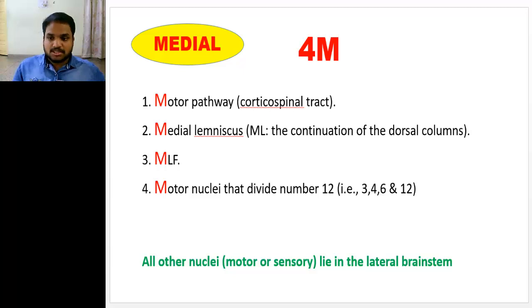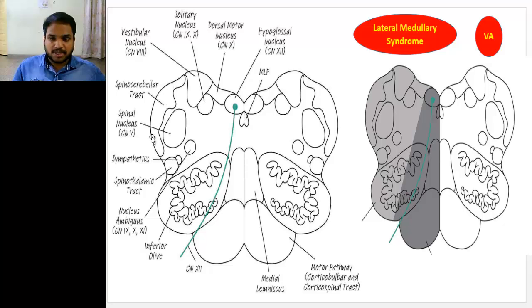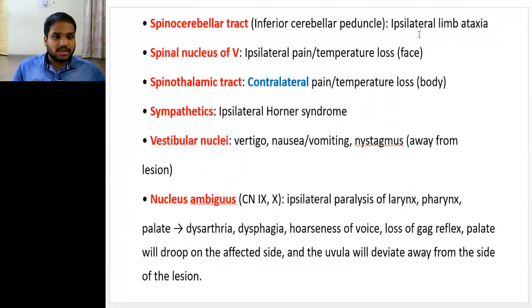So what are the symptoms that the patient would have in case of a lateral medullary syndrome? See, the spinocerebellar tract is involved, right? The spinocerebellar tract is present within the inferior cerebellar peduncle. So the spinocerebellar tract is involved. What will be there? There will be ipsilateral limb ataxia, right? Ataxia would be there on the same side.